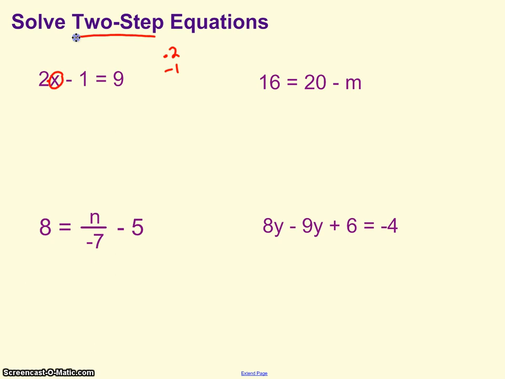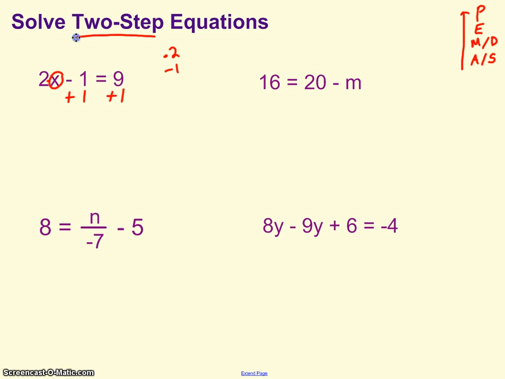Well, if you remember simplifying expressions, we would do PEMDAS. Parentheses, exponents, multiplication and division left to right, addition and subtraction left to right. When we undo, we do it backwards, which means we're going to start with adding and subtracting. So the opposite of subtracting 1 is adding 1. So I'm going to add 1 right below it, add 1 to the right.